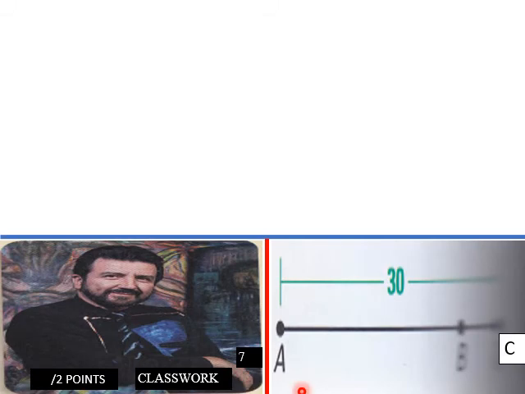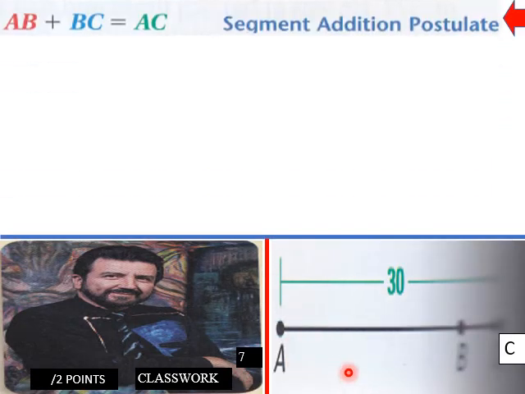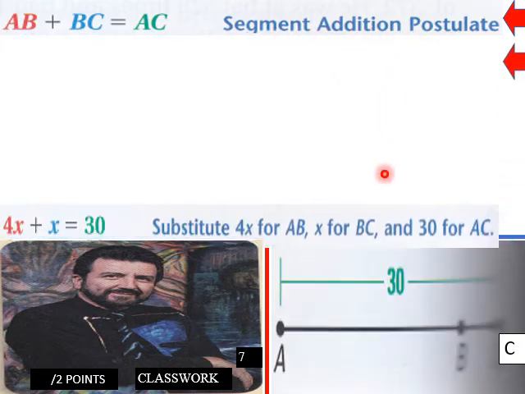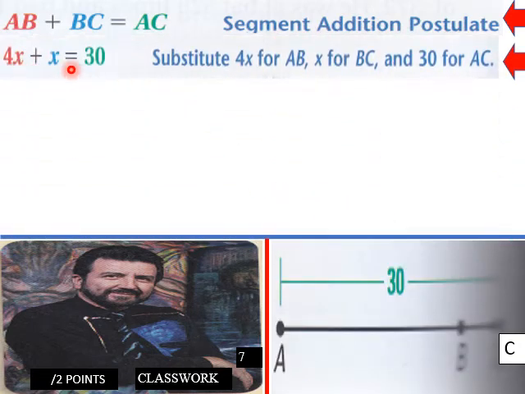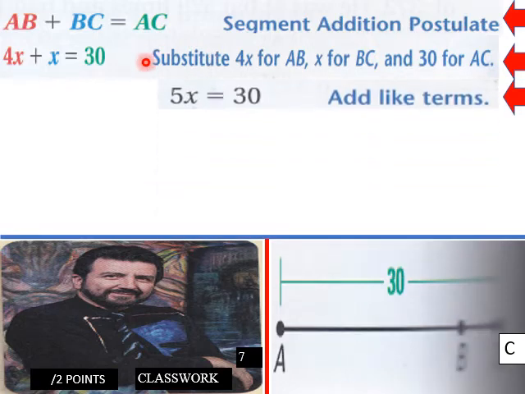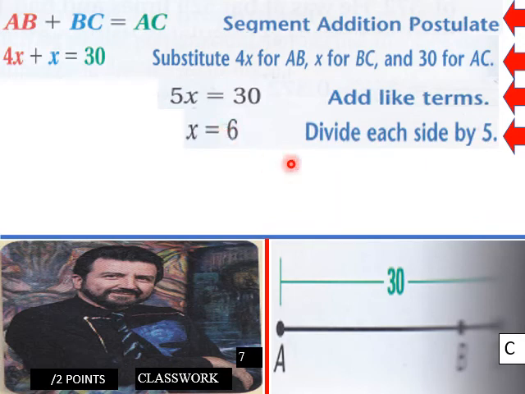Page 7 here, your classwork, students. AB plus BC equals AC. So this is our full length here. Segment addition postulate: 4x plus x equals 30, so we know that much. Substitute 4x for AB, x for BC, and 30 for AC. We substitute in, then we come up with 5x equals 30, and then x equals 6.